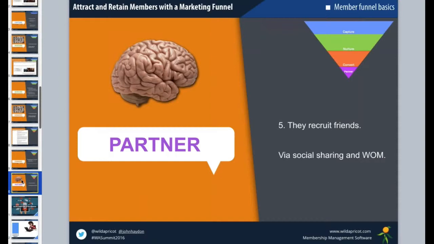And then at the end, we partner, right? Now I have a picture of a brain here simply because really that's what we're dealing with in this whole process. Okay, so if they decide to sign up as a member and they get value, naturally they're going to want to tell their friends about this. This happens as a matter of course, and this is why word of mouth marketing is the most powerful form of marketing, and the funnel leverages that actually.